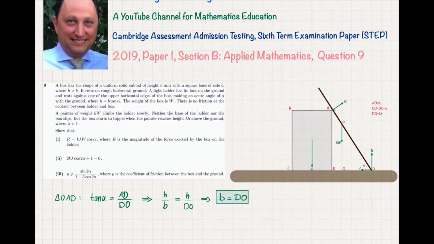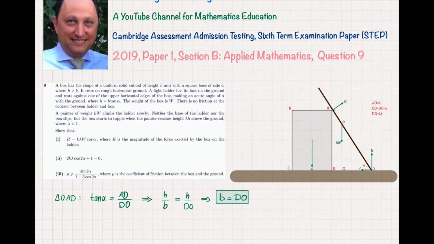There are also two other forces, actually the reaction force from the ground, which can be resolved into two components. One of these is the normal vector N, and the other one is the friction force. So these are the four forces acting on the ladder. Immediately before the box starts toppling, the ladder is in equilibrium.